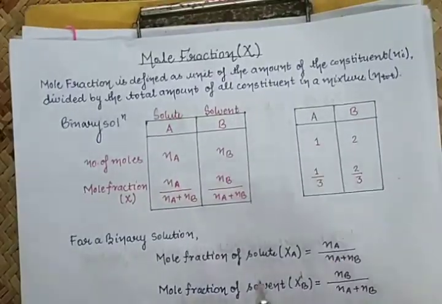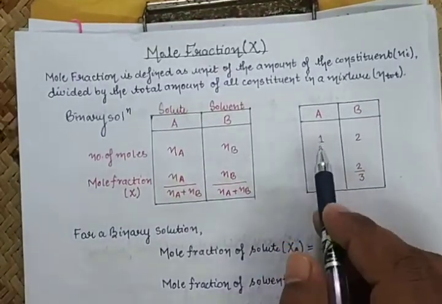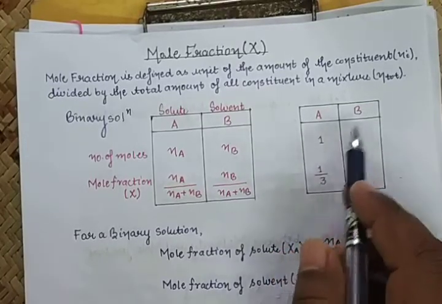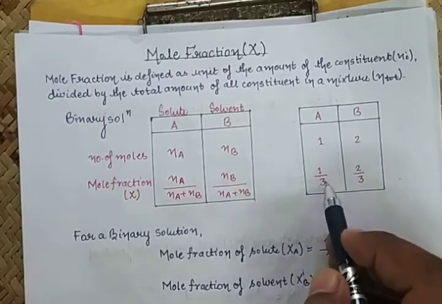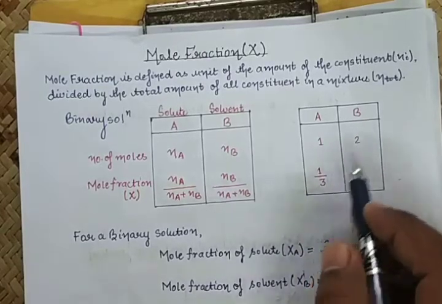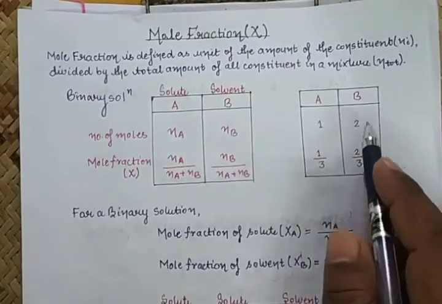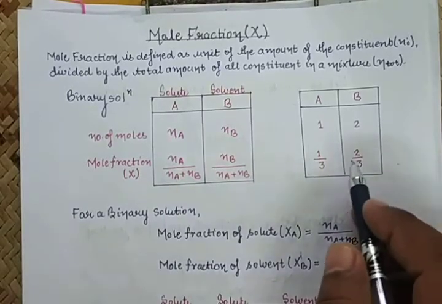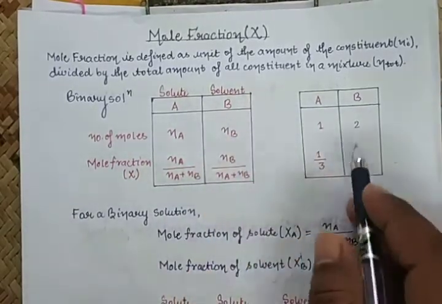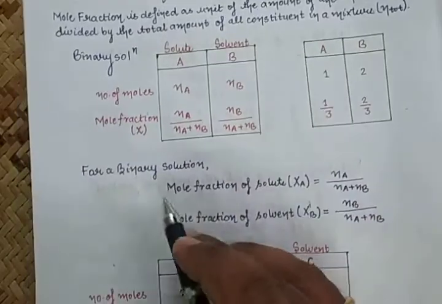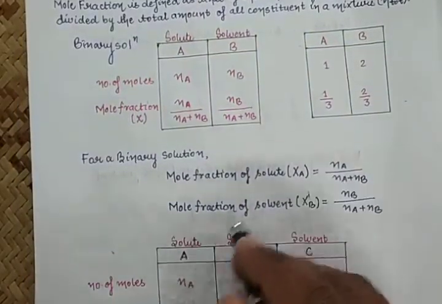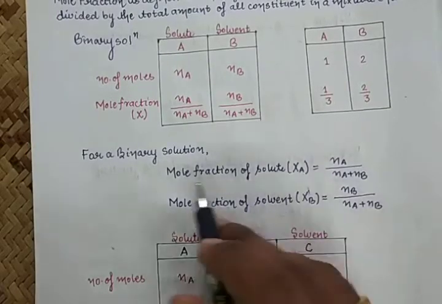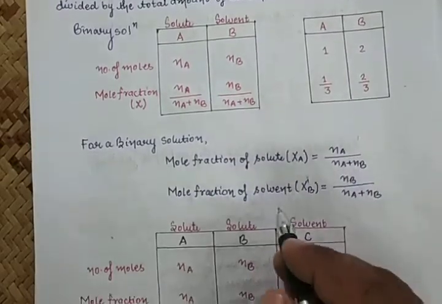Okay. Now suppose the number of moles of A is 1 and of B is 2. So the total moles is 1 plus 2, which is 3. The mole fraction of B is 2 upon the total amount of the constituents, 2 plus 1, which is 3. So for a binary solution, the mole fraction of solute is Na upon Na plus Nb, and likewise for the solvent. Binary means one solute and one solvent.